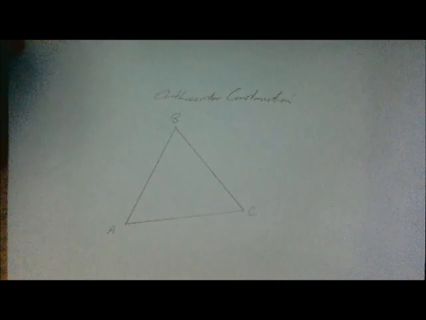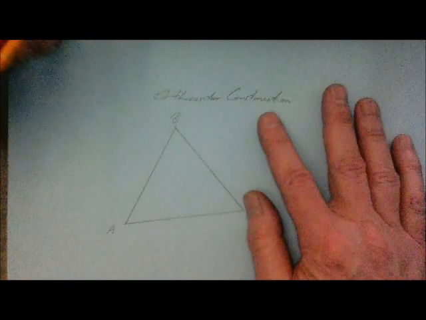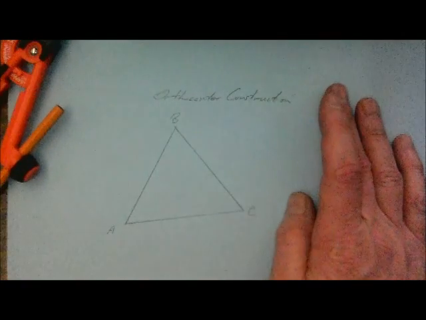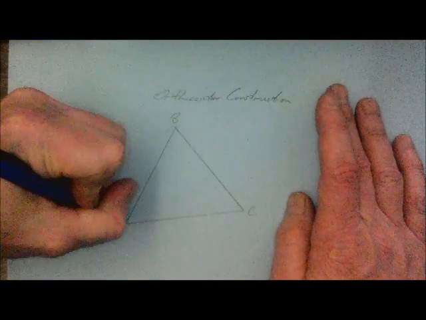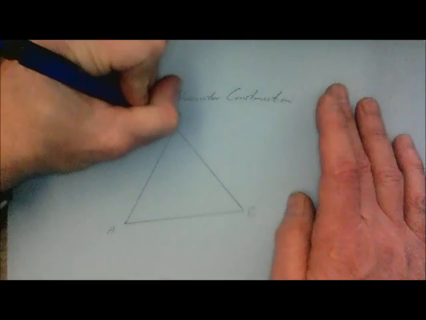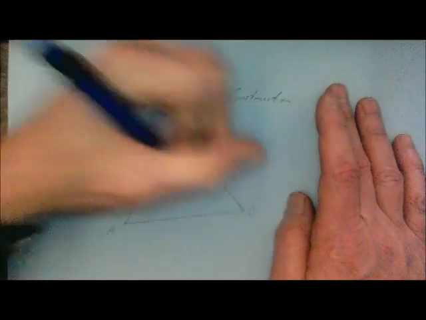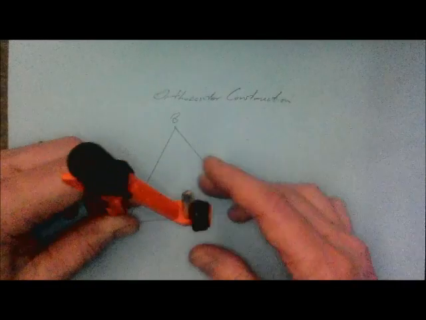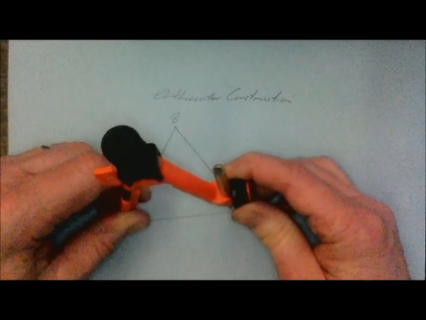Okay, in this construction we're going to be constructing the orthocenter, and to construct the orthocenter we're going to have to do three times the construction where we construct a line perpendicular to a segment through a point.